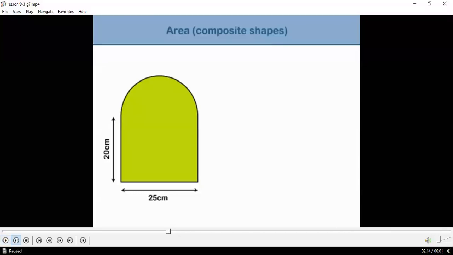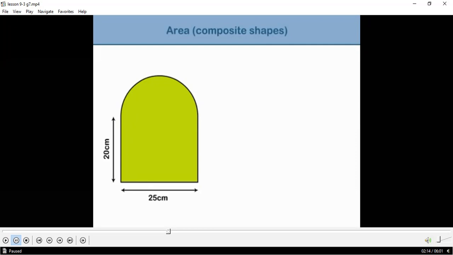Okay. Could you please look at this figure? Can we describe this figure directly? No. So this is called what? It's an irregular figure, right? Yes. It's an irregular figure. I can't say exactly it's a rectangle, a square, or a circle. So what do we have to do now?